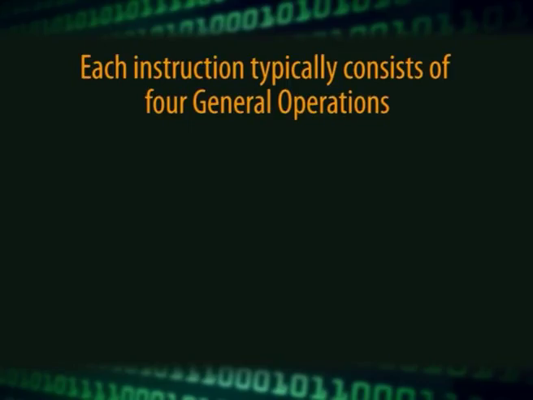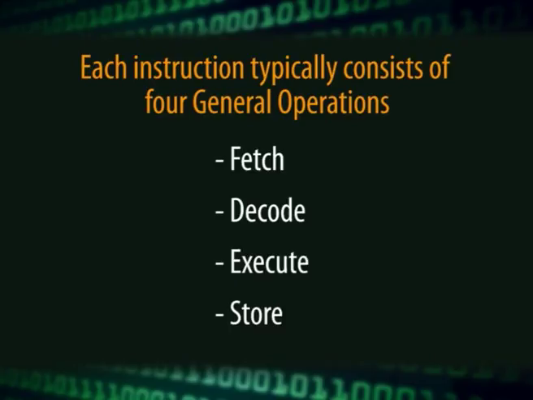Each instruction typically consists of 4 general operations. These 4 operations are fetch, decode, execute and store. These 4 operations are often referred to as the machine cycle. The CPU is capable of executing one machine cycle in one system clock cycle. That means a modern CPU is capable of executing up to 1 giga, or 10 to the power 9, machine cycles in 1 second.